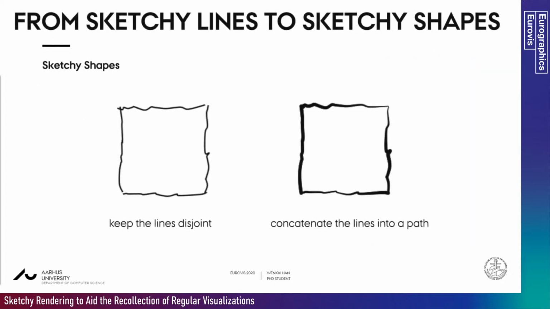After generating the sketchy lines, we will need to assemble them into sketchy shapes. To draw shapes using our sketchy lines, we have in principle two fundamental options. Keep the lines disjoint with several strokes, or concatenate the lines into a path in a single stroke movement.